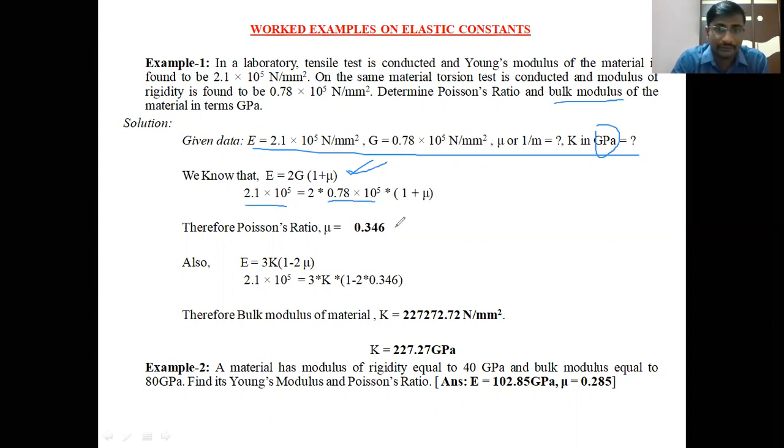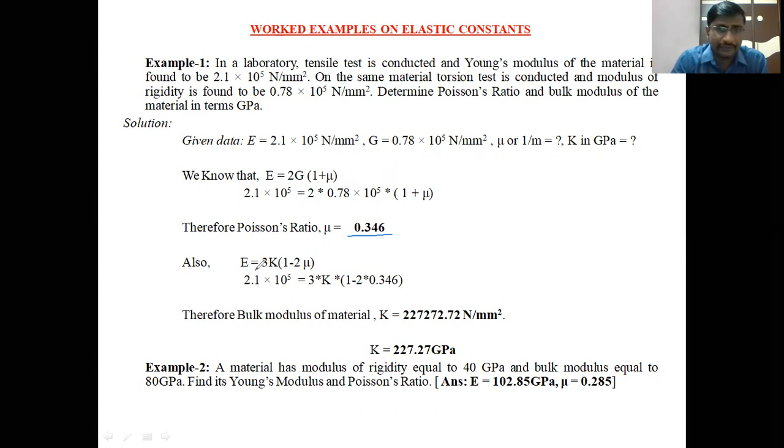So here we can find the Poisson's ratio from the above equation as 0.346. Poisson's ratio is always less than 1 because it is the ratio of lateral strain to linear strain. Lateral strain is always less than the linear strain when applying the load on a material. Therefore, the Poisson's ratio is always less than 1. In this problem, the Poisson's ratio is 0.346 for the given material.